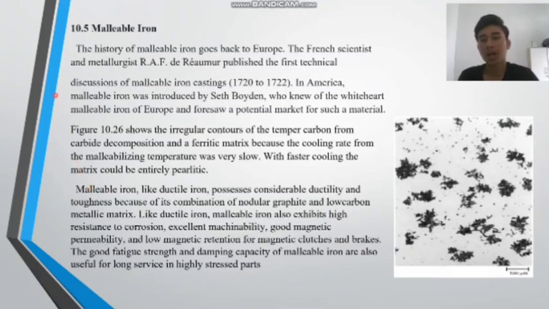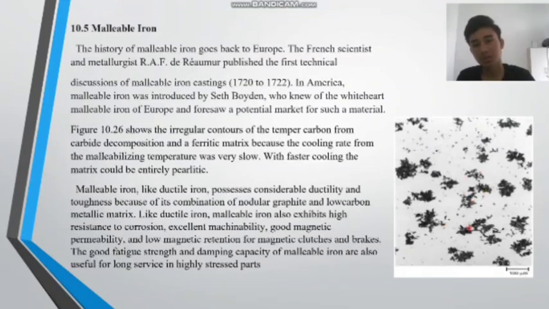10.5 Malleable iron. The history of malleable iron goes back to Europe. The French scientist and metallurgist R.A.F. de Réaumur published the first technical discussions of malleable iron testing in 1720 to 1722. In America, malleable iron was introduced by Seth Boyden, who knew of the white-heart malleable iron of Europe and foresaw a potential market for such a material.